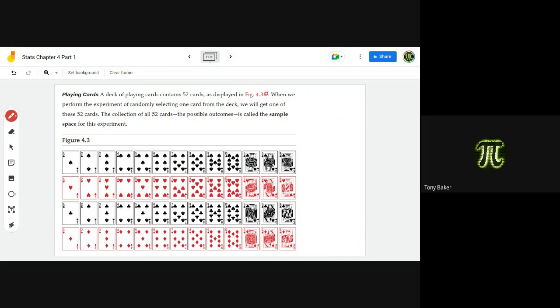We have 13 cards in each suit. 2 of the suits are red and 2 of the suits are black. So that's my sample space for this.